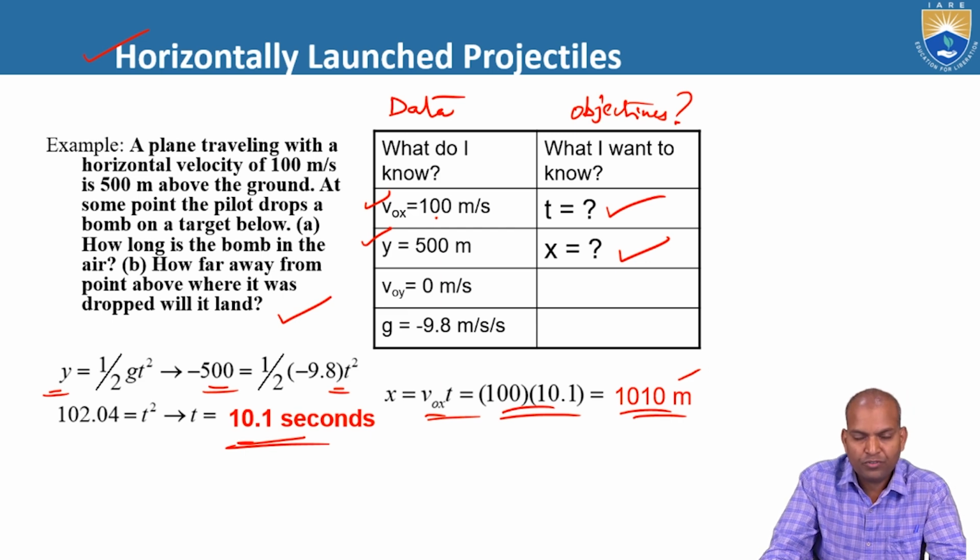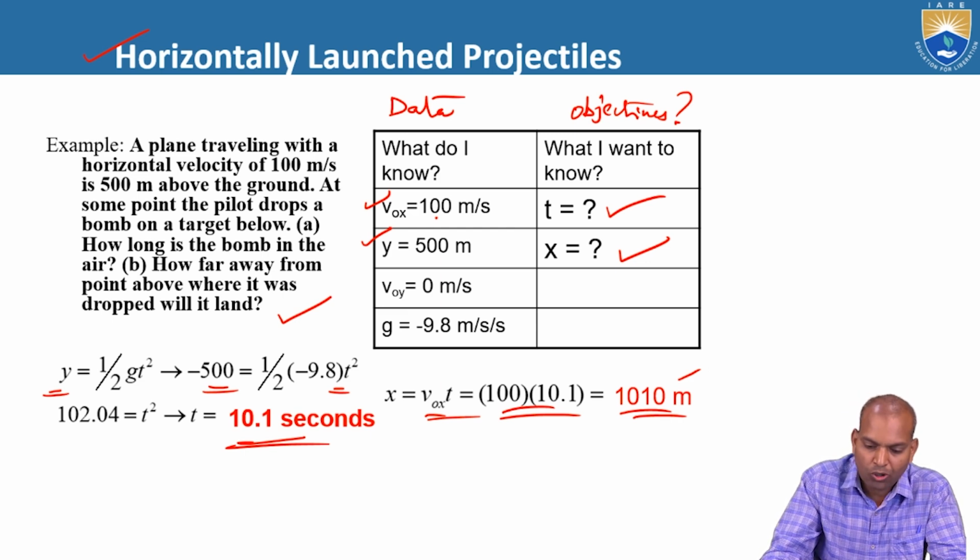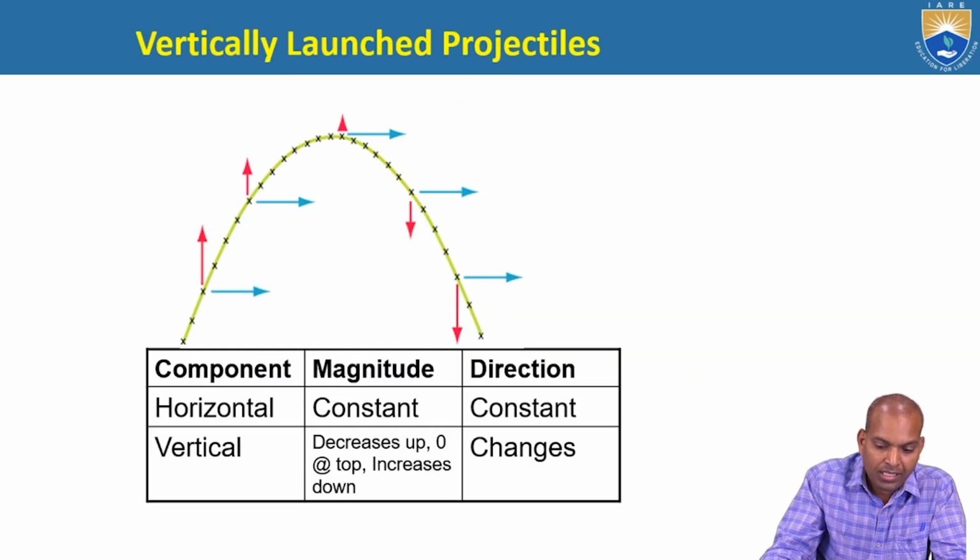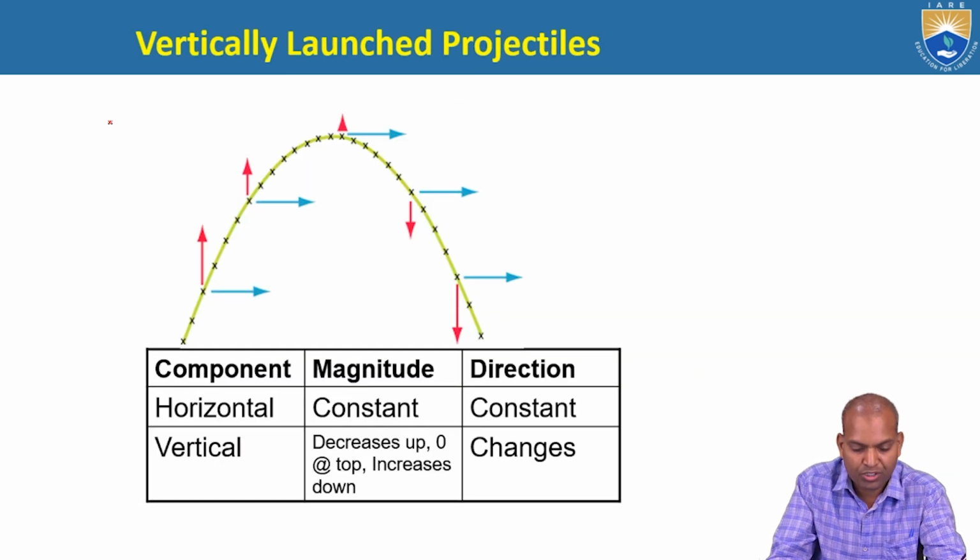So this is the problem we solved here. It is related to the horizontally launched projectiles category. Now coming to vertically launched projectiles.